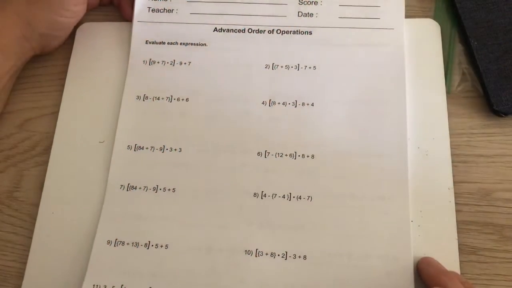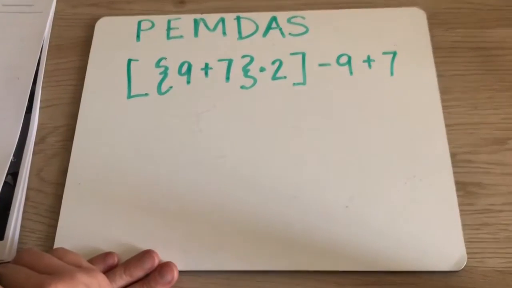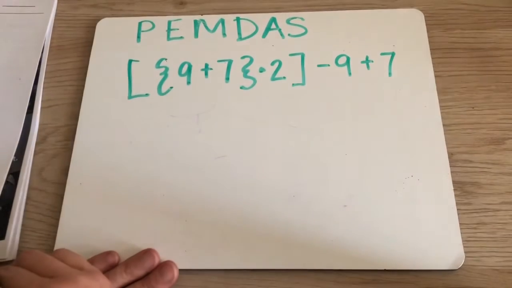Hi guys. All right, so we have advanced order of operations. So this is a little bit above level and I want to go through a few things on the page so you know. So I'm going to work problem 1. This is question number 1. So let's take a look at it first.